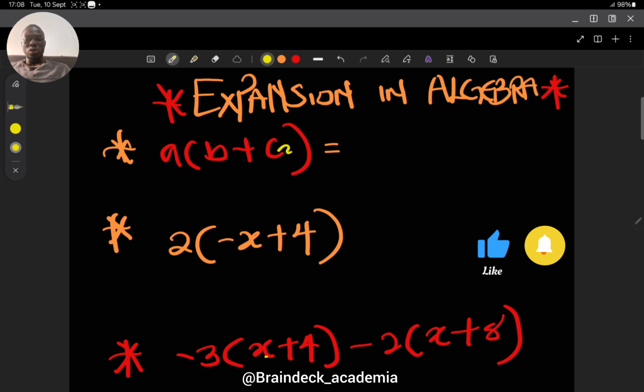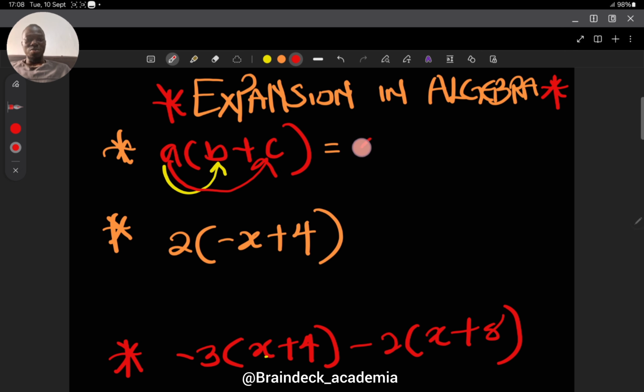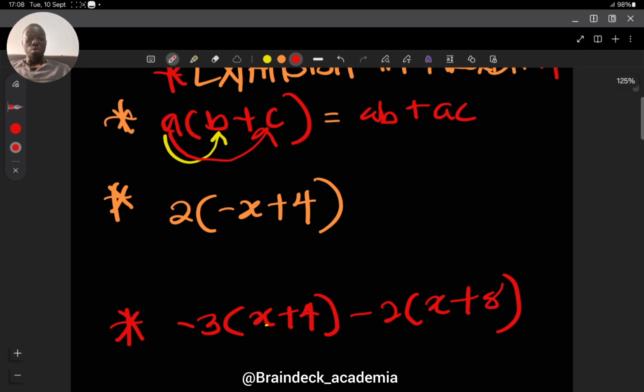Whenever you have a factor outside the bracket, what you simply need to do is to use the factor outside the bracket to multiply everything in the bracket, the individual things in the bracket. So meaning you use A to multiply B, and you also use A to multiply C. So A times B will give me AB, and A times C will give me AC. So that said, you can use this principle for any question given in algebra once it has to do with distributive properties. Like, look at this example here.